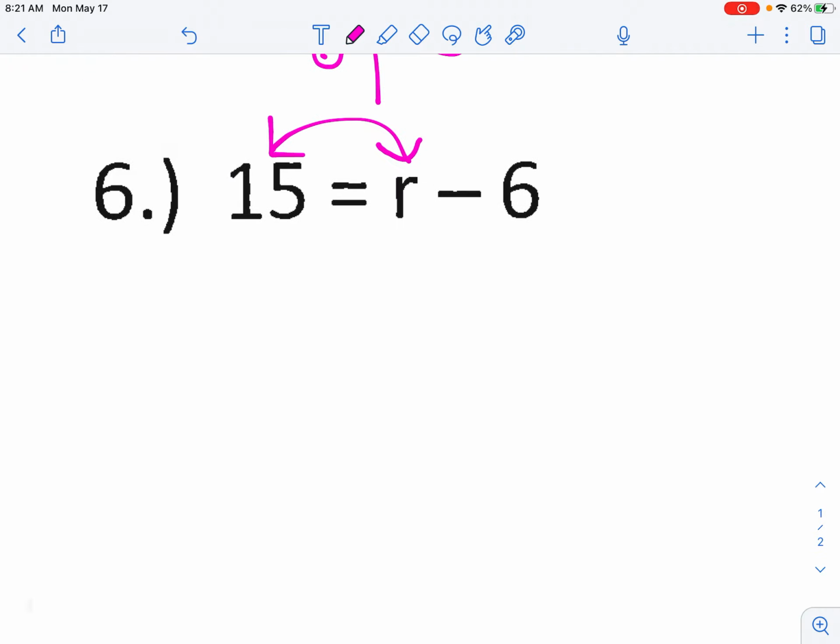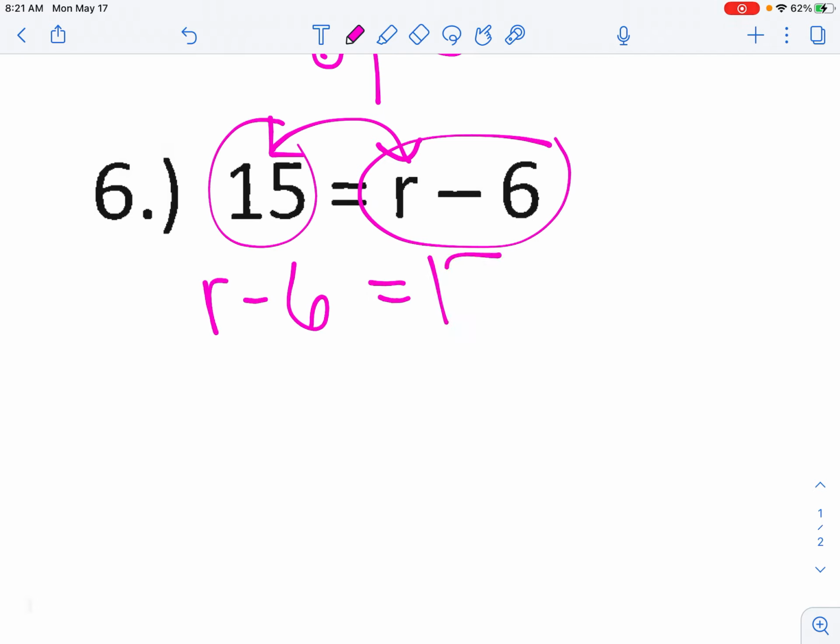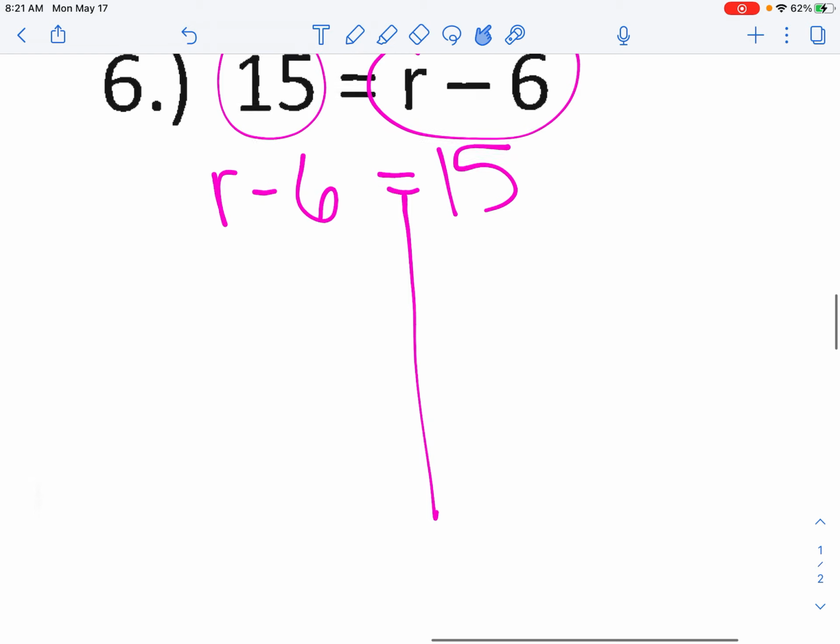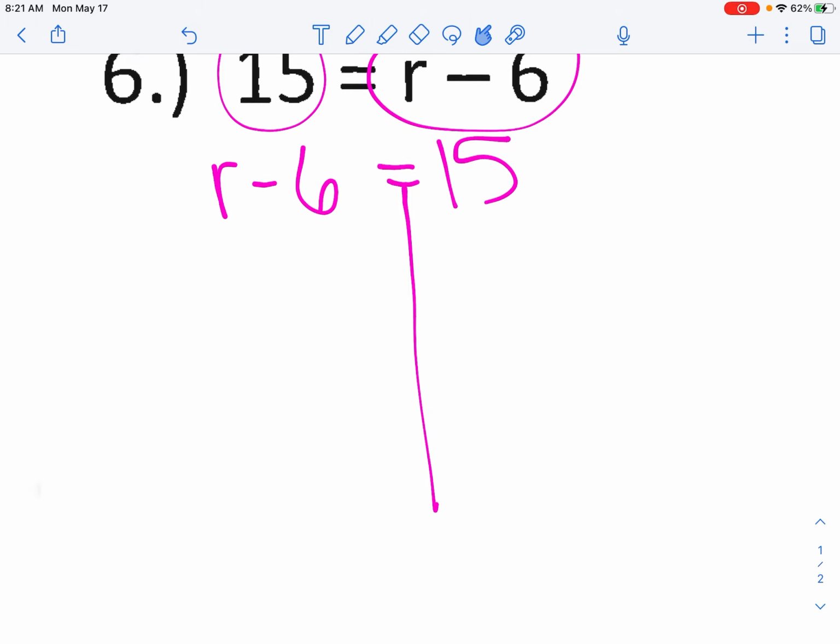Okay, so we're going to flip everything to opposite sides. So I'm going to take my r minus 6 and flip it to the left. And I'm going to take my 15 and flip it to the right. It still means the exact same thing. I'm going to draw my mirror. I know the r has to be all by itself, so I have to get rid of negative 6.